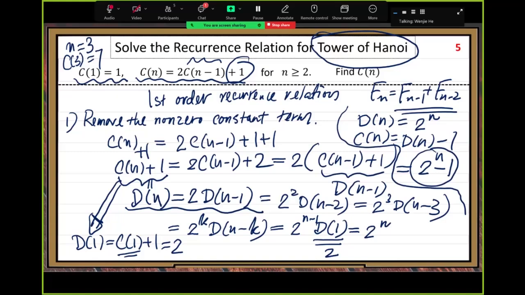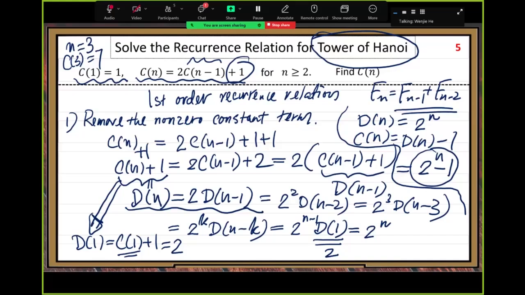That's the solution. And you can see if you plug in 3, 2 to the third minus 1 is 7. That's our old solution. But the general solution is 2 to the n minus 1. So for the Tower of Hanoi, for the n disk problem, in order to solve it, you need to make this many moves: 2 to the n minus 1.